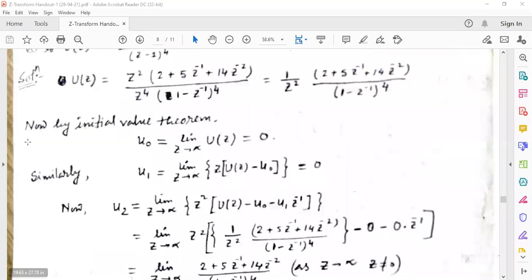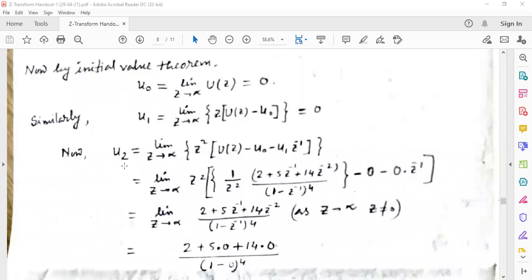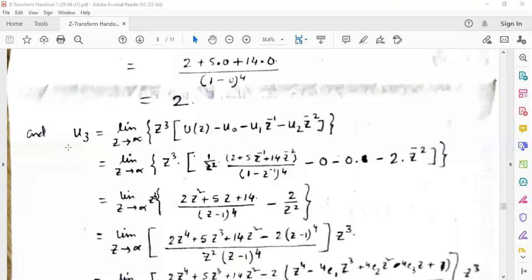Look here. u0 was given by the initial value problem, that is 0. u1 is z into U(z) minus u0, that is also 0. Then we find u2. u2 was z square U(z) minus u0 minus u1 z to the power minus 1. Then when we find u3, it is z cube U(z) minus u0 minus u1 z to the power minus 1 minus u2 z to the power minus 2. These are used here.